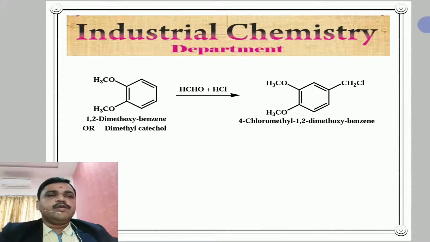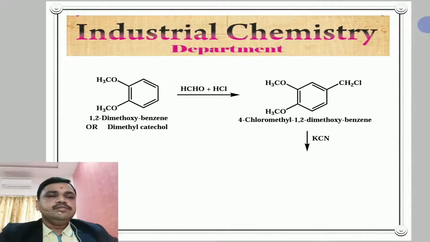We get 4-chloromethyl 1,2-dimethoxybenzene. Here, in presence of hydrochloric acid and methanol, a CH2Cl group is introduced and we get 4-chloromethyl 1,2-dimethoxybenzene. Here CH2Cl is introduced.